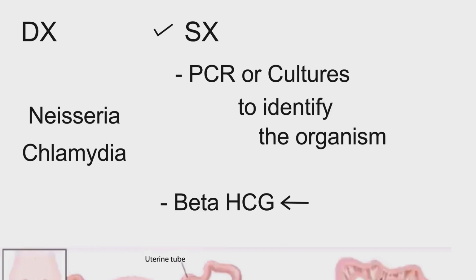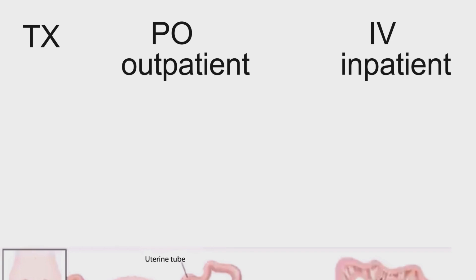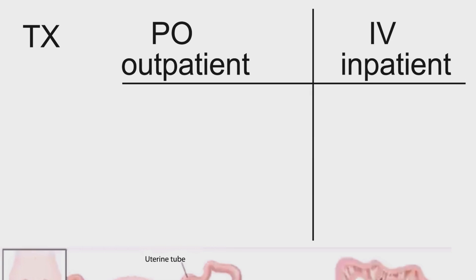Alright, so then now we get into the treatment. The treatment of PID actually most commonly is oral, outpatient, meaning you give the patient antibiotics, but sometimes the patient will need to be hospitalized and given IV antibiotics. So I'll talk a little bit about why. Well, the oral antibiotic regimen is very famous.